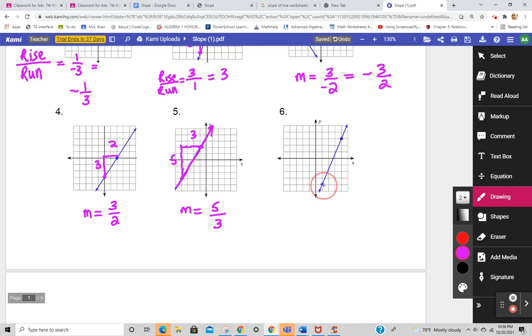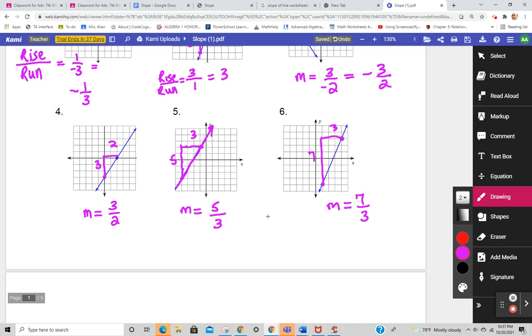All right, last one. Again, they pre-selected these points for us, so we'll use them. We're going to rise 1, 2, 3, 4, 5, 6, 7, and run 1, 2, 3 units. So our slope M is 7 over 3.